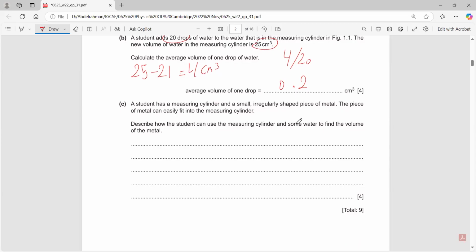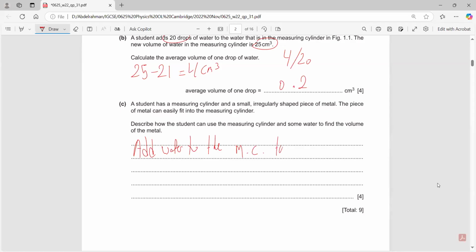A student has a measuring cylinder and a small irregularly shaped piece of metal. Describe how the student can find the volume. How can he find the volume of the metal? We have done this experiment several times before. First of all, we need some water. So add some water to the measuring cylinder. Measuring cylinder is MC.